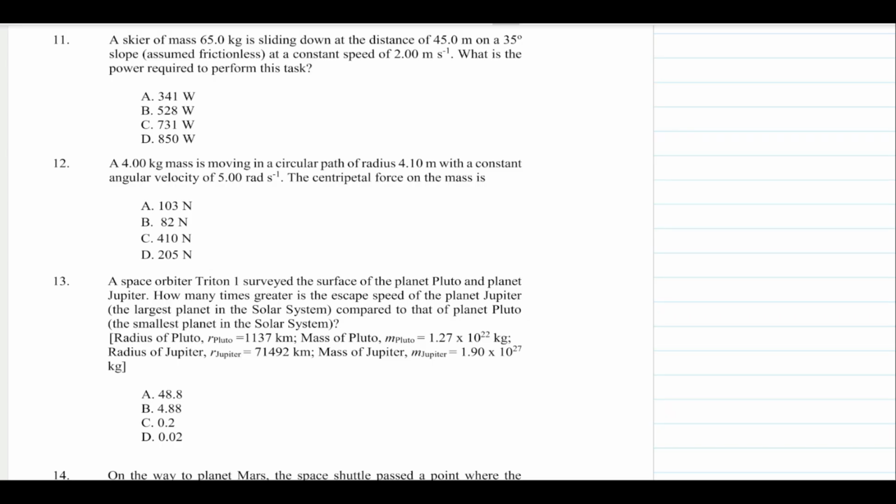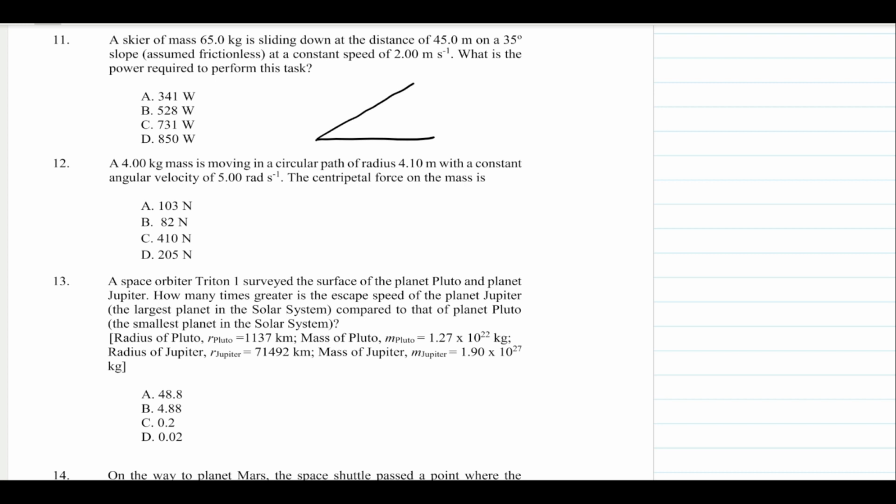Okay, so here we have a skier of mass 65 kg sliding down a distance of 45 meters on a 35-degree slope. We need to assume that the surface is frictionless. The skier is moving at a constant speed of 2 meters per second. What is the power required to perform this task? So I think this is very simple.